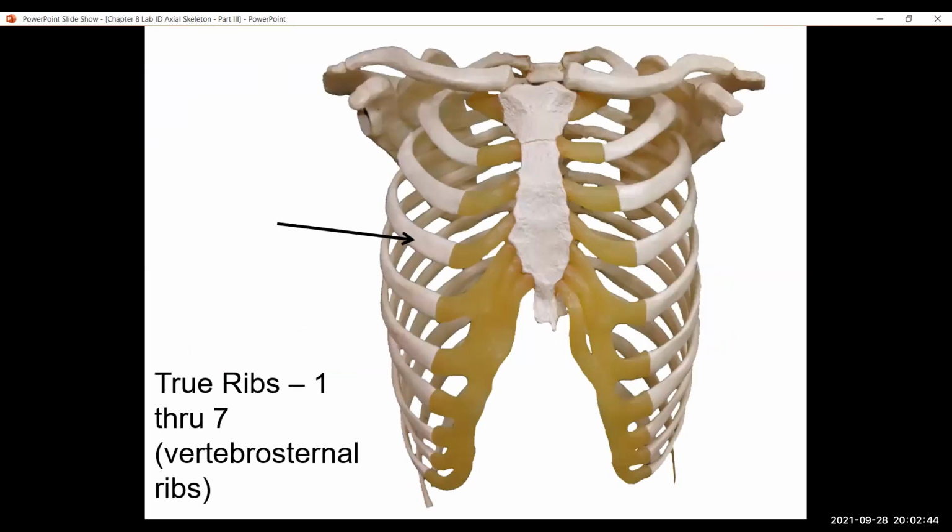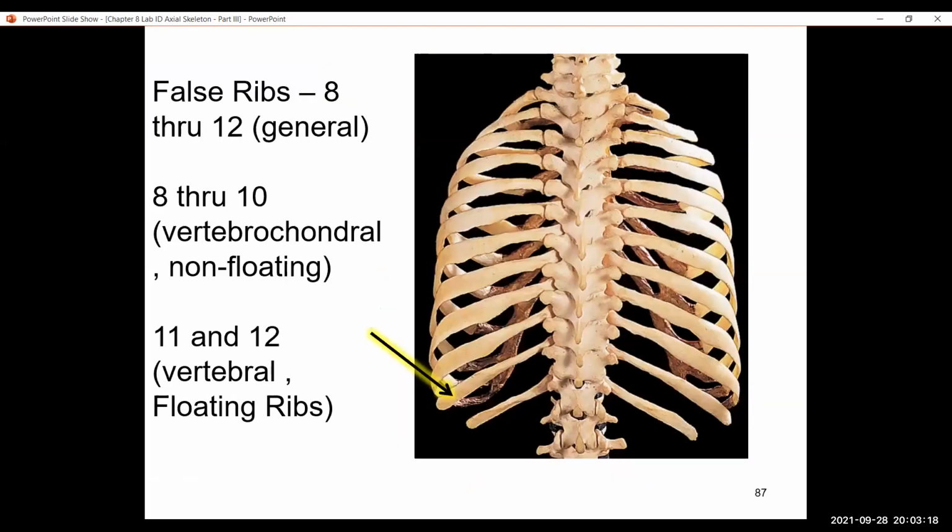So we talked about it last week. Ribs 1 through 7 are true ribs. That means that these ribs, their costal cartilage directly attaches onto the sternum. So 1, 2, 3, 4, 5, 6, and 7. Those all directly attach onto the sternum. Another name for these types of ribs are called vertebrosternal ribs. That means the remaining ribs are false ribs. They do not directly attach to the sternum.